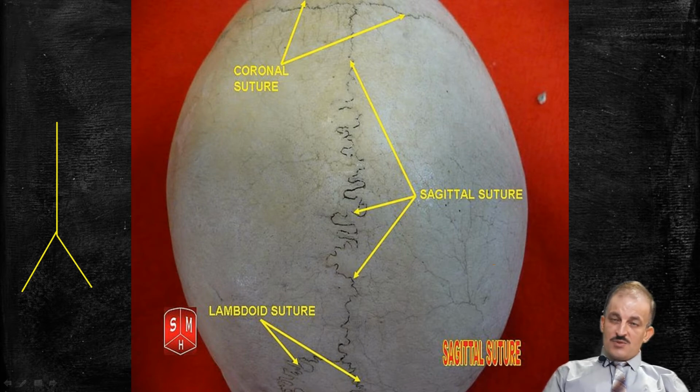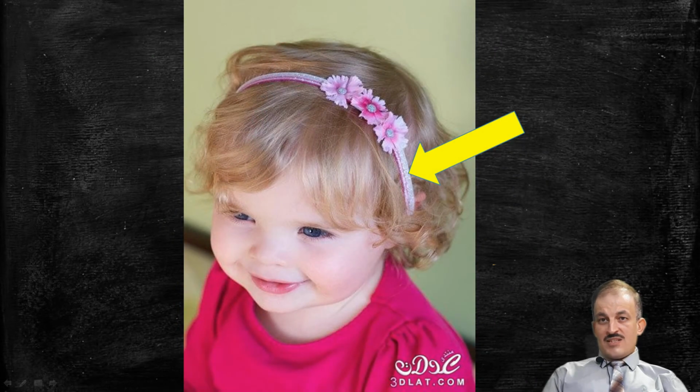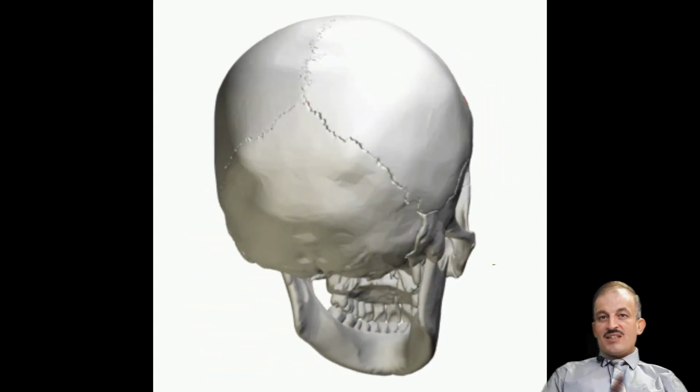This is the sagittal suture that extends from the front of the cranium to the back of the cranium. The coronal suture is like the hair bow of this girl that extends from side to side. It is the crown of this beautiful little girl. So this is the crown or corona. I want you not to miss this term: crown, coronal, from side to side, from the right ear to the left ear. So this is the coronal suture.